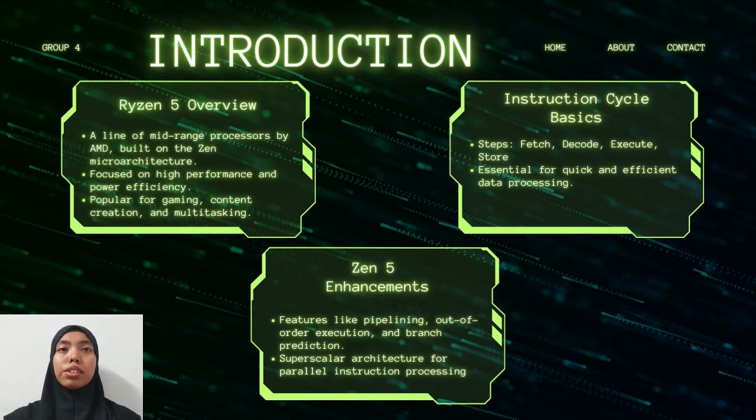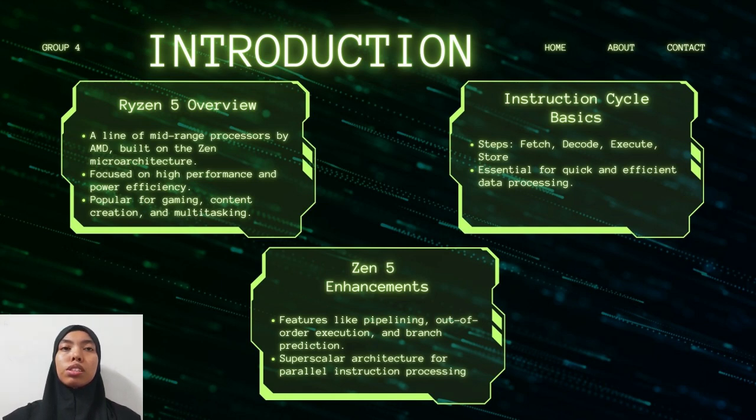These are the Ryzen 5 overview. It is a line of mid-range processors by AMD built on the Zen microarchitecture. This focuses on high performance and power efficiency, and is popular for gaming, content creation, and multitasking. There are 4 steps of instruction cycle basics, which are fetch, decode, execute, and store. These steps are essential for quick and efficient data processing.